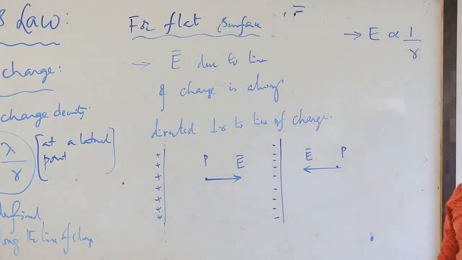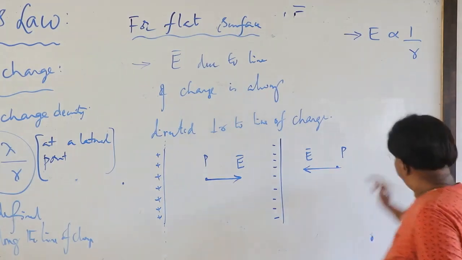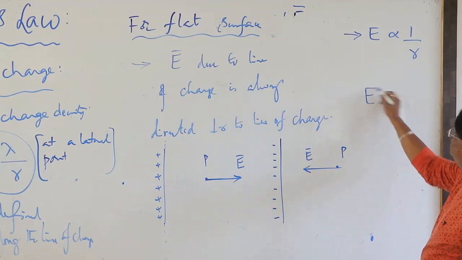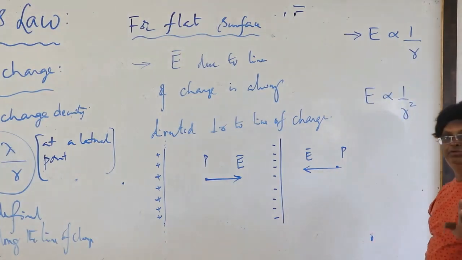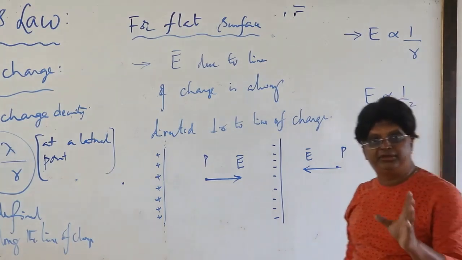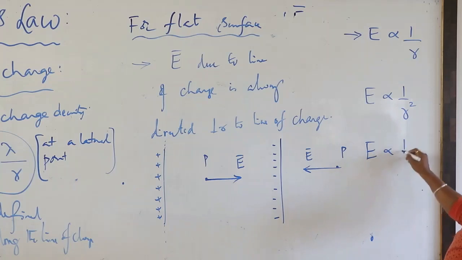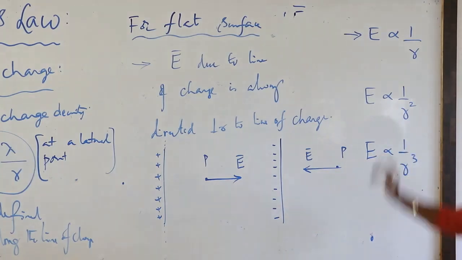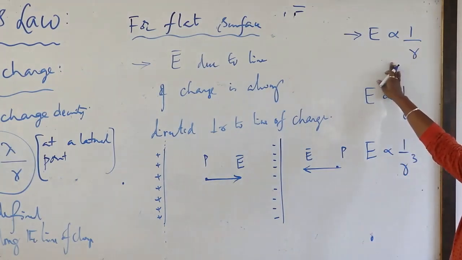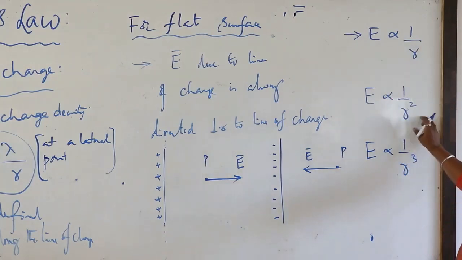See, what was the result in the case of a point charge, you remember? For a point charge, you have the relation E proportional to 1 by R square. You remember what was the case of intensity for a short dipole? In the case of a short dipole, you have E proportional to 1 by R cube. Now for a long line of charge, you have E proportional to 1 by R.